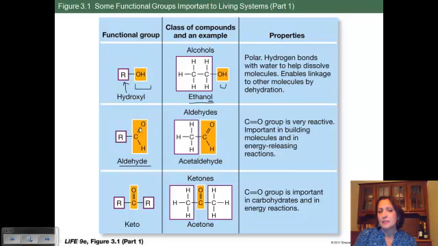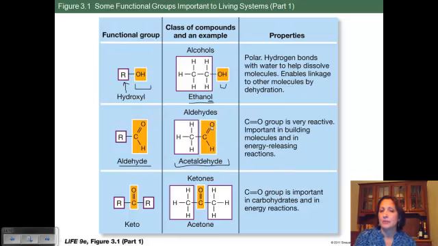Now, aldehydes have a double bond to oxygen. So the carbon's double bonded to the oxygen. And remember, carbon's going to have 4 covalent bonds. So one to the carbon chain and another one to hydrogen. So this is where we find a double bond to oxygen at the end of a molecule. So an example of that is an acetaldehyde.